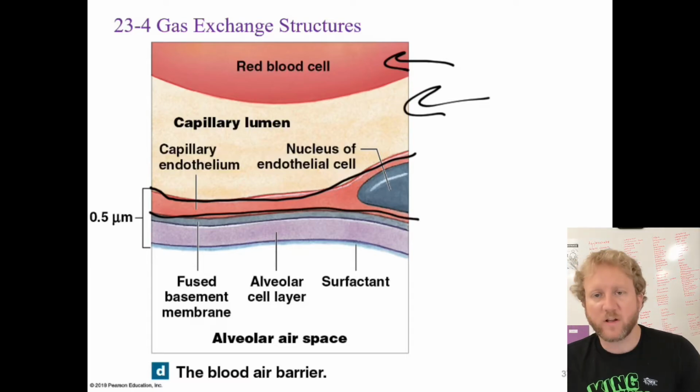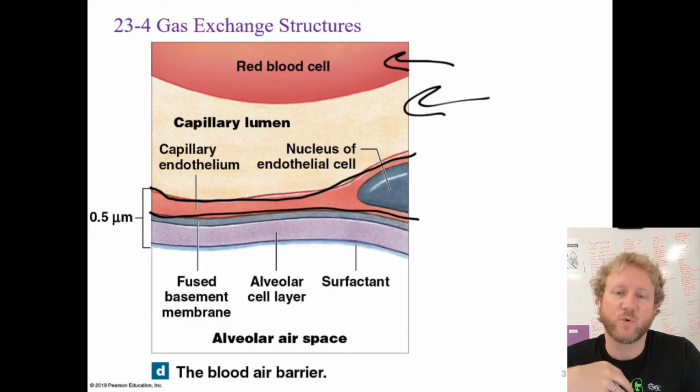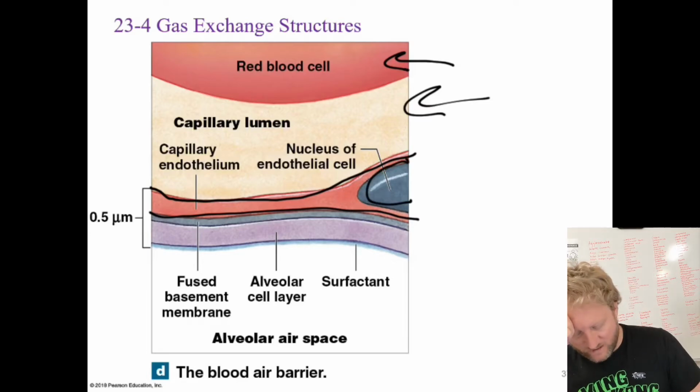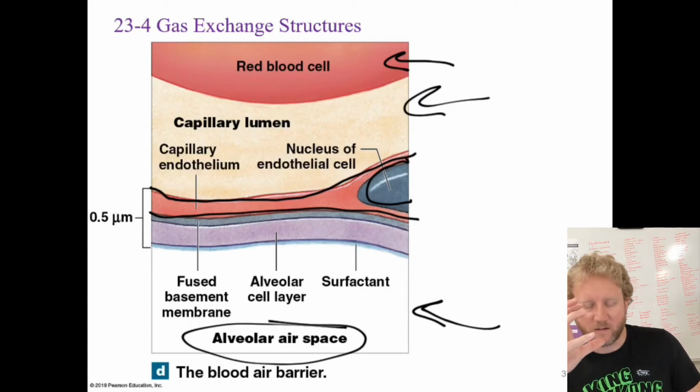And remember, your capillaries are also one cell thick to allow these substances to diffuse across the membrane of that particular cell. And here's the nucleus of that cell. This is the lung side. Right here, we have the alveolar space, that empty air pocket.